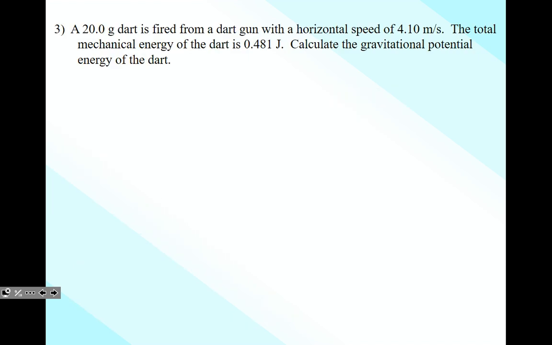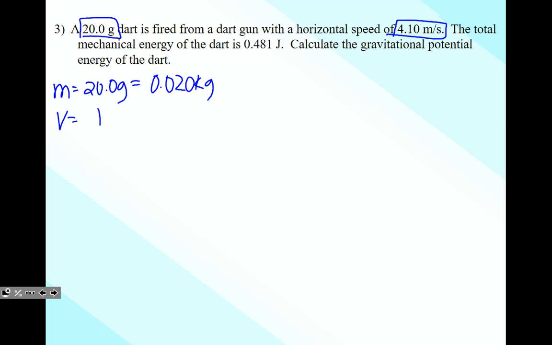A 20-gram dart is fired from a dart gun with a horizontal speed of 4.10. So we have a mass here, which is equal to 20.0 grams. If we had to change it to kilograms, which we do, 0.020 kilograms, okay? And it's traveling at a horizontal speed of 4.10 meters per second. Our speed is equal to 4.10 meters per second.